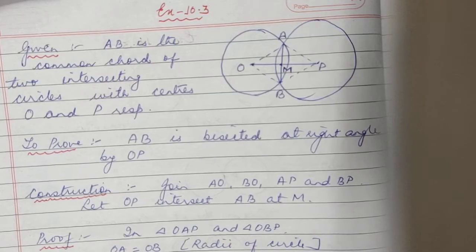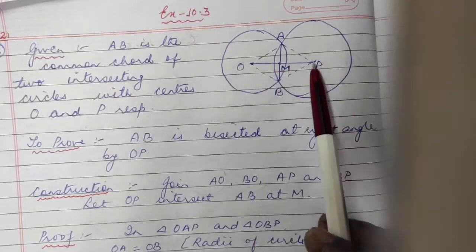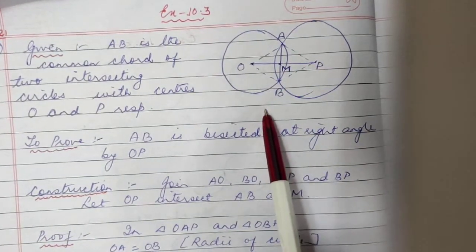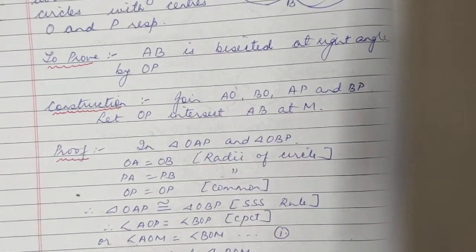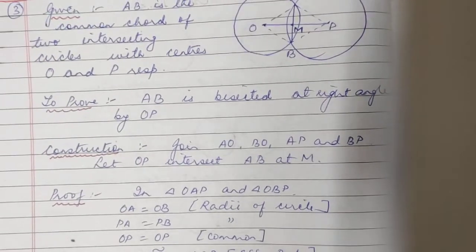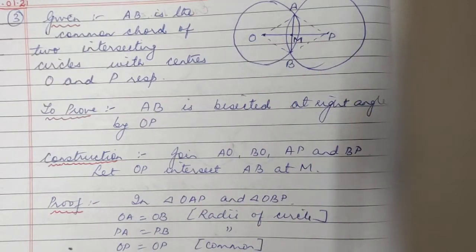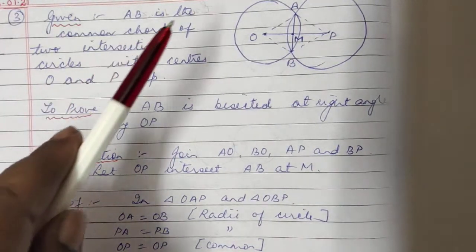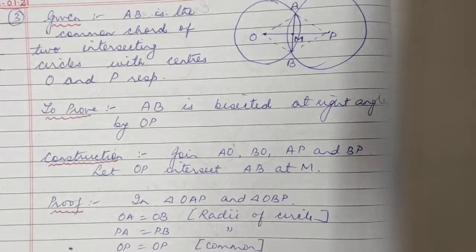For this we have done a construction. We have joined AO, BO, PB, PA and also let OP intersect AB at M. Now for proving we have taken two triangles OAP and triangle OBP. Now in these two triangles OA equals OB, radii of the circle, PA equals PB, again radii, and OP equals OP common. Therefore the two triangles are congruent by SSS congruency rule.